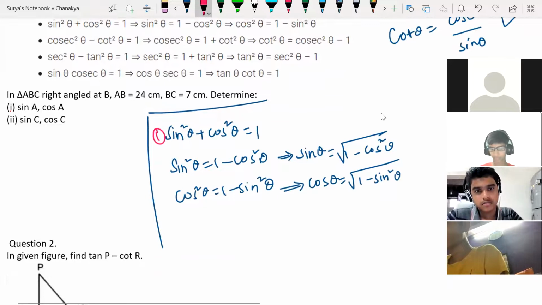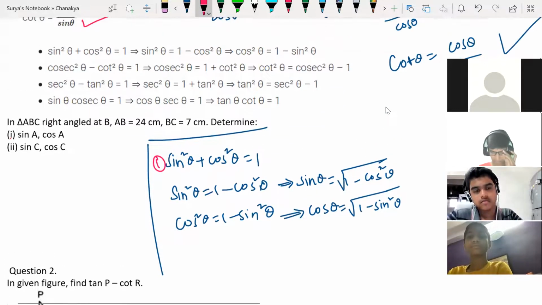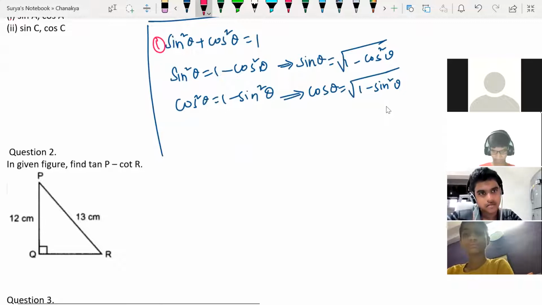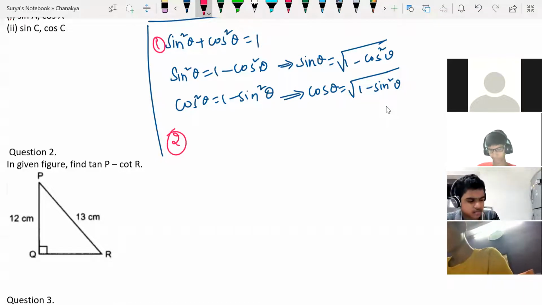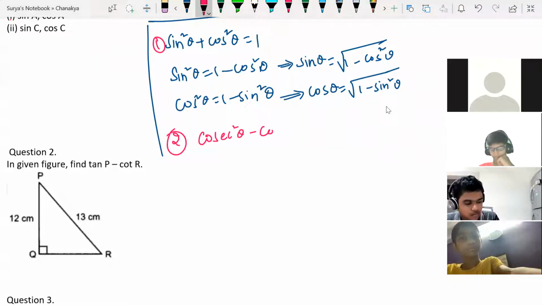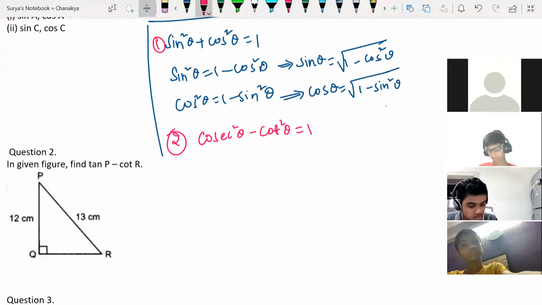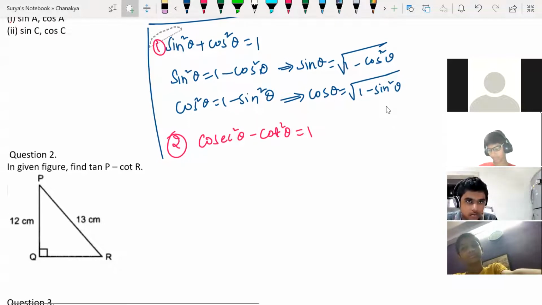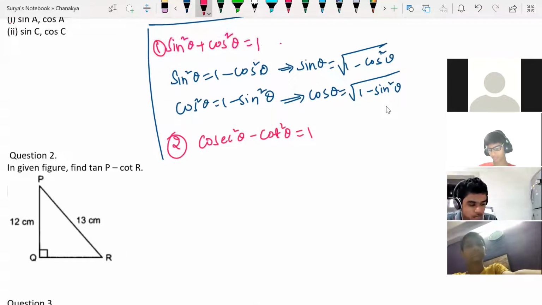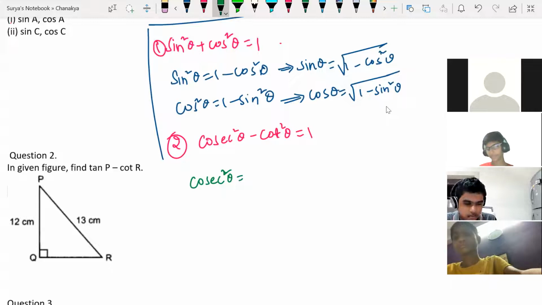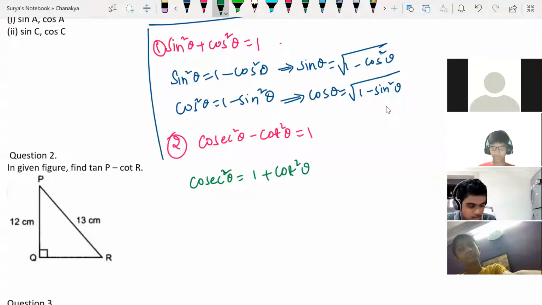Let us talk about the second property. Cosec square theta minus cot square theta is equal to 1. Clear? Cosecant square theta minus cot square theta is equal to 1. So now from this, what can I write? Cosec square theta equals 1 plus cot square theta.